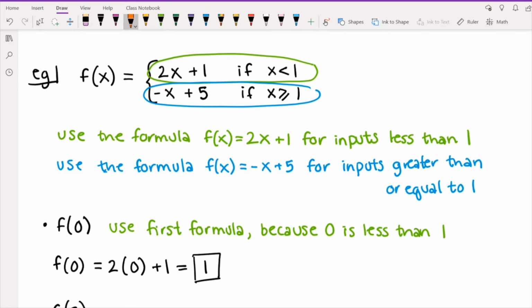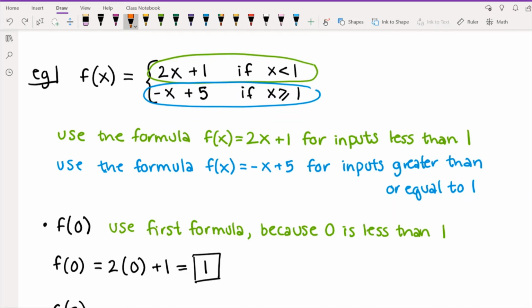But basically, if you have an inequality symbol that does not have a line under it, an extra line, that means that whatever number you're comparing to is not included. So you're only supposed to use this first equation, this first formula, if your input is strictly less than 1. So there's no equal sign here. So that means that you only use that top formula if x is less than 1.